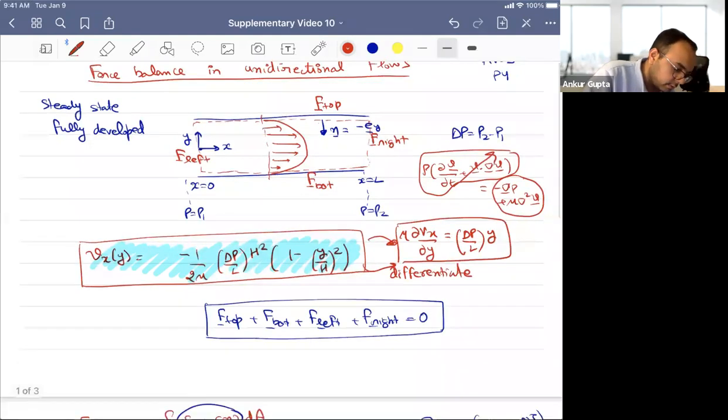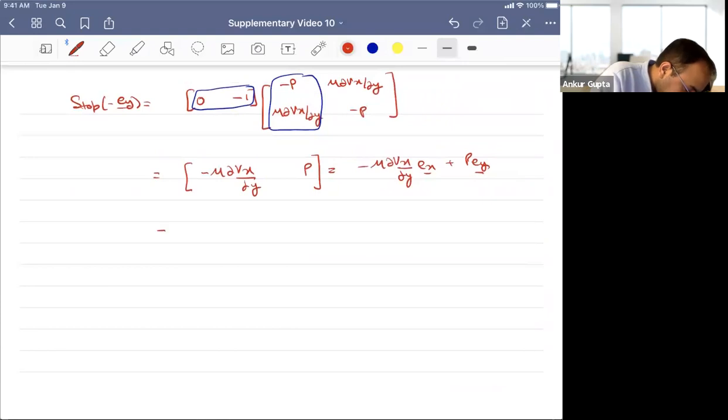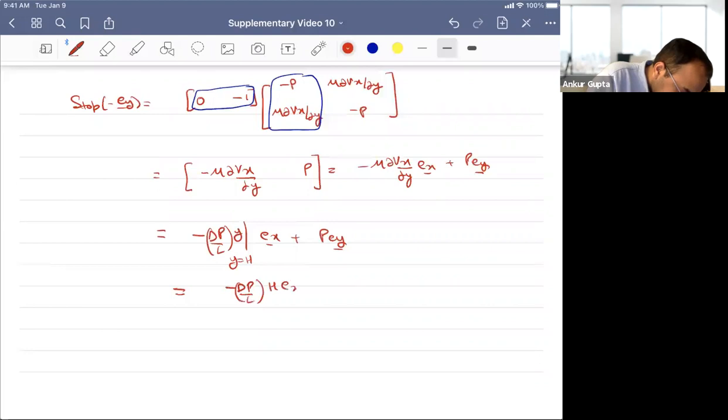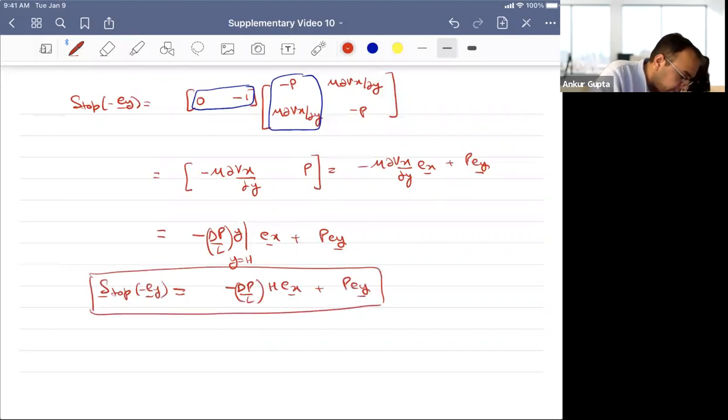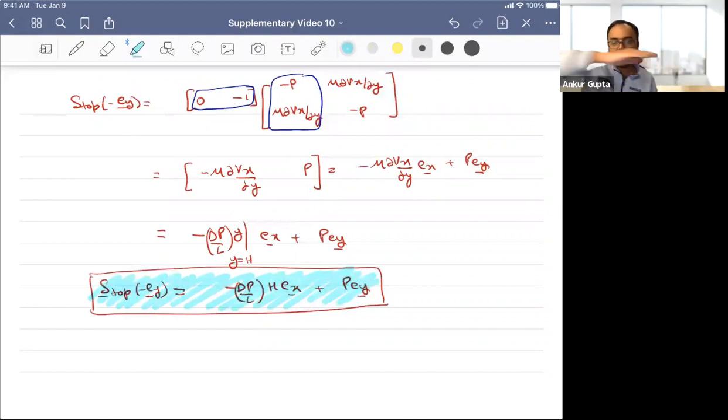Okay, so this becomes minus delta p by L into y, and y here is y equal to h. So yeah, at y equal to h, ex plus p ey, or finally we get minus delta p by L into h ex plus p ey. And this is S top, which is in the minus ey direction. Okay. So we get this out here, and now note that depending on which location you choose, the plate is extending in the x direction, right?